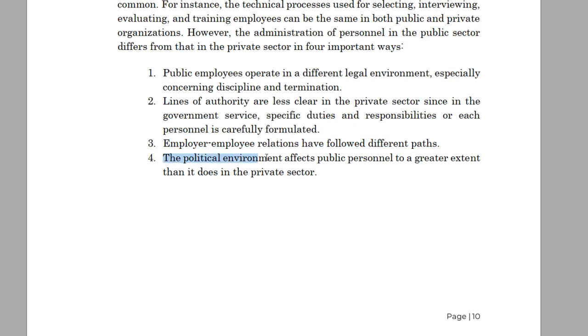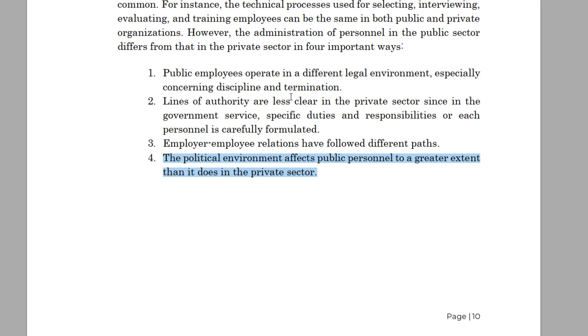The political environment affects public personnel to a greater extent than it does in the private sector. Of course, very important ito kasi nasa gobyerno ka malamang, so there is a greater degree of political interaction with other people. And there are certain issues na kung saan mapopromote ka lamang, ma-hire ka lamang if you know somebody inside the organization or inside the government office or agency.